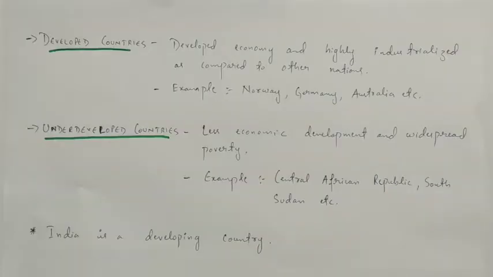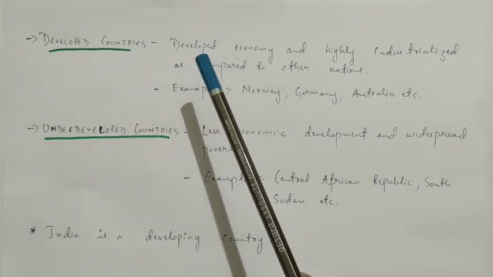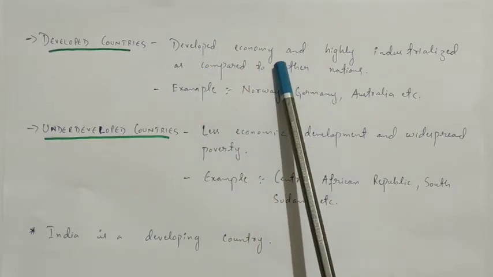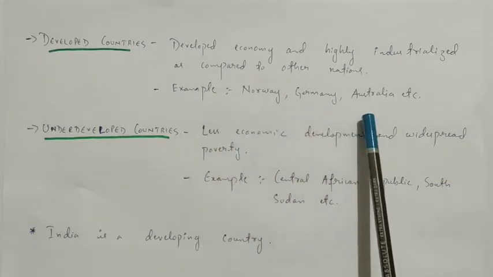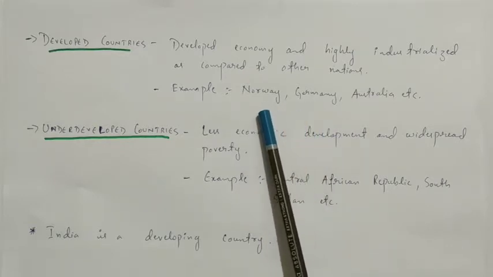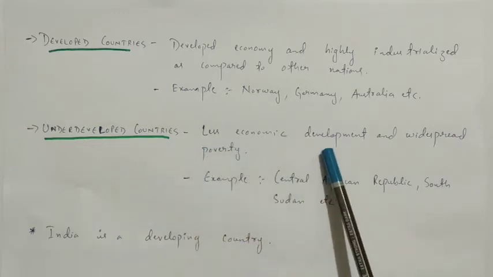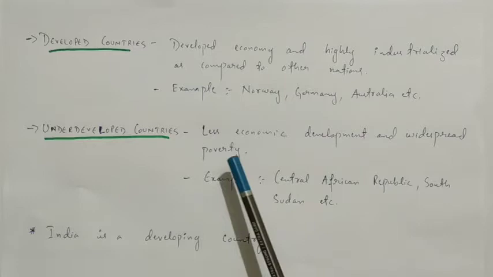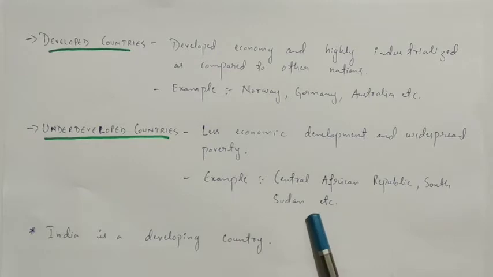So the rich countries, excluding countries of the Middle East and certain other small countries, are generally called developed countries. Developed countries are those countries which have a developed economy and are highly industrialized as compared to other nations. For example, Norway, Germany, Australia, etc. Norway is in the top list of the developed countries. And underdeveloped countries are those countries which have less economic development and widespread poverty. For example, Central African Republic, South Sudan, etc. And India is categorized under developing countries.